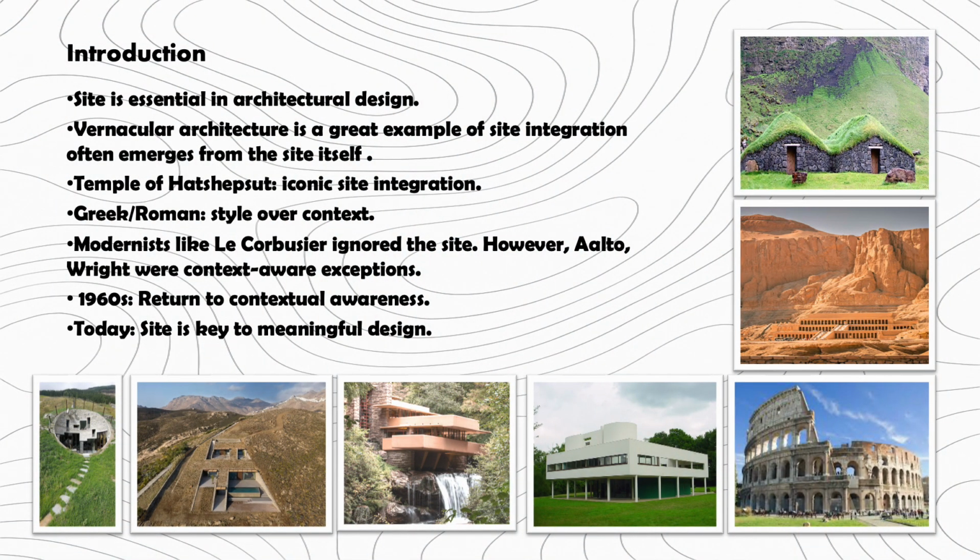Understanding the site is a fundamental part of the architectural design process. Throughout history, vernacular architecture has often emerged directly from the site, while Greek and Roman architecture leaned more toward order and style rather than site. The modernist movement has created iconic projects with universal ideas rather than context. However, architects like Frank Lloyd Wright offered more site-sensitive alternatives. By the 1960s, the importance of context re-emerged in architecture. Today, the site is once again central to architectural conception.